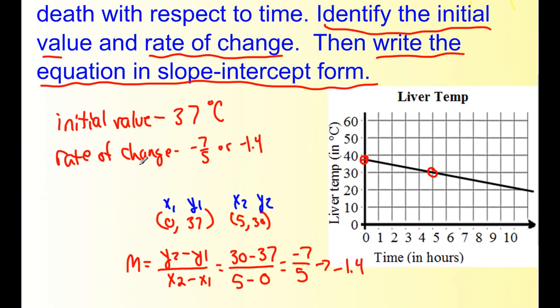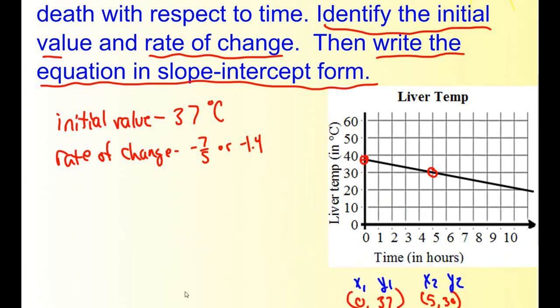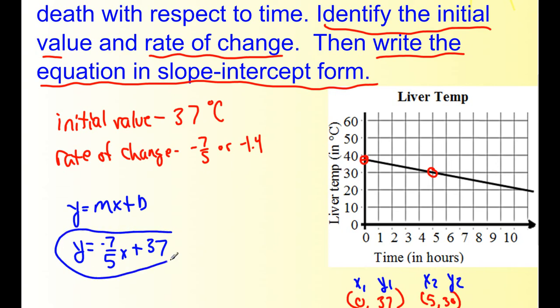All right, so we have our initial value, we have our rate of change. Check, check. Write the equation in slope-intercept form. All right, we can do that. We have everything we need. Let's group that stuff and move it out of the way a little bit. So slope-intercept form is y equals mx plus b. y equals the slope, that's the negative 7/5 x, plus b, which is 37. So that would be our equation represented by this graph.